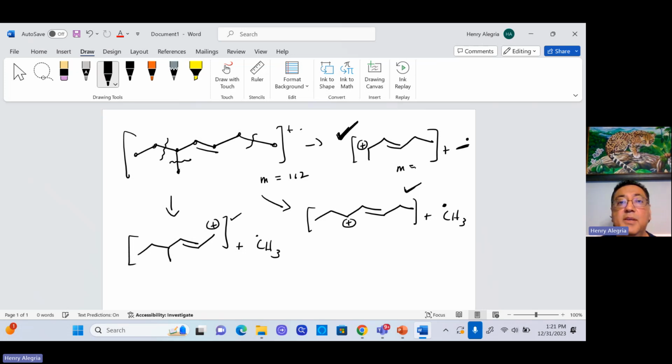What would be the mass here? Well, I've lost a 2-carbon unit, which is 29. So 112 minus 29 would therefore be 83.